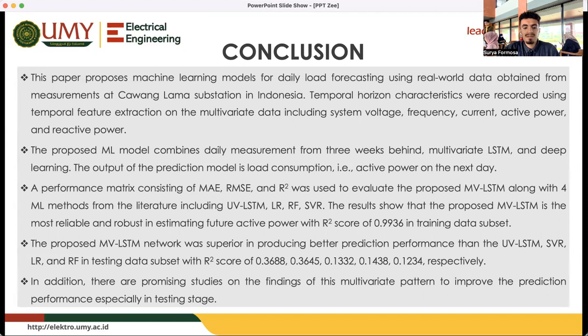At this point, the proposed MV-LSTM network is superior in producing better prediction performance than UV-LSTM, SVR, LR, and RF in the testing data subset, with R squared scores of 0.3688 and 0.3645, also 0.1332, also 0.1438, and the last one is 0.1234, respectively.